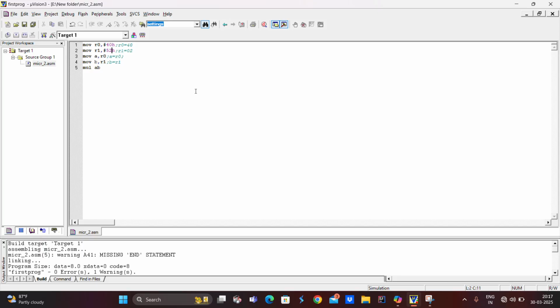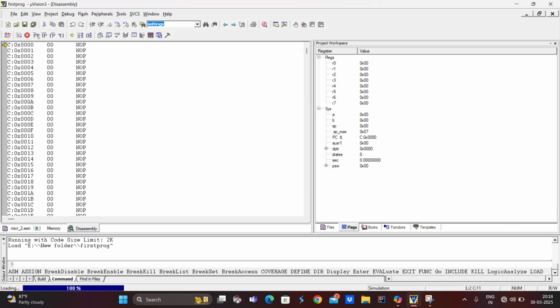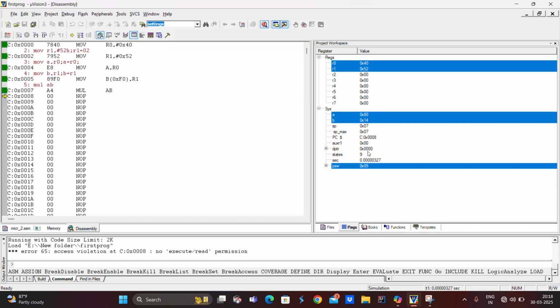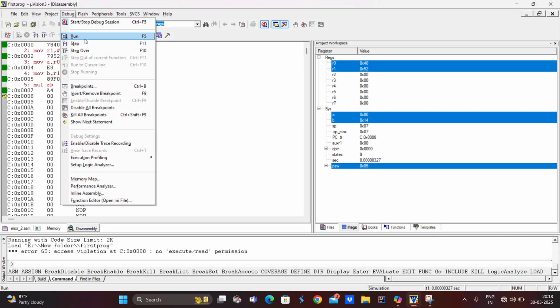Then let us build it. Then debug it. So I have debugged. Then let us run it. So it is giving 40 into 52 as 1480. So that is what I am getting in the calculator. So this was all about the multiplication.